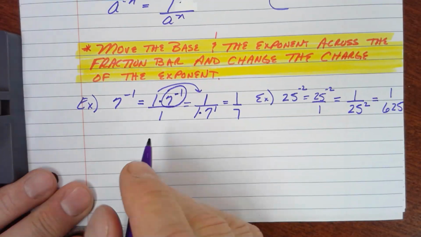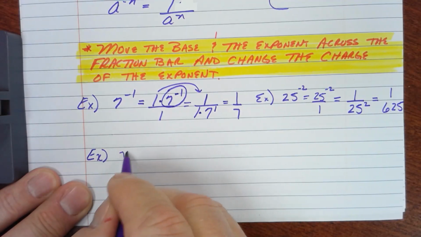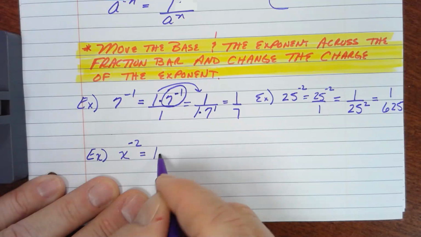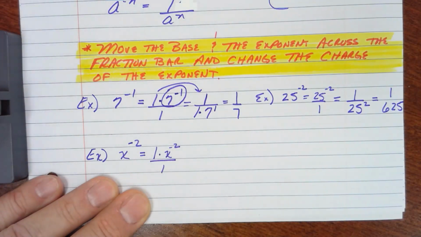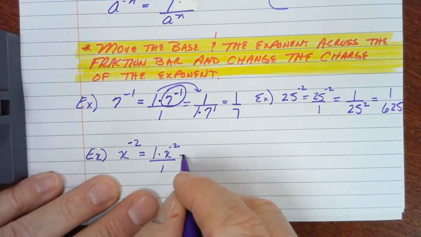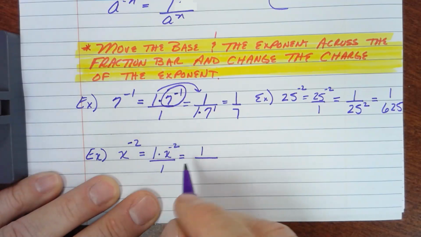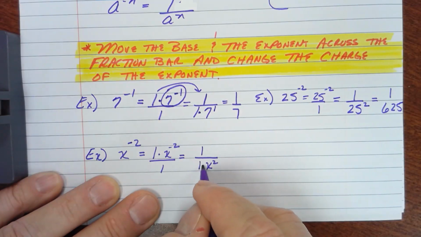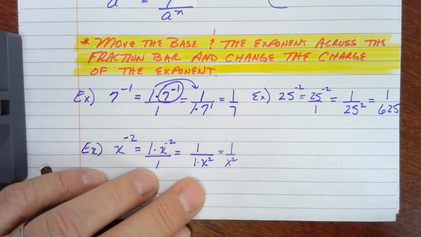Now that's what happens with numbers. What happens when they're letters or variables? Well, very simply, x to the negative 2 is the same thing as 1 times x to the negative 2 over 1. 1 times that thing or that thing over 1, it's the same thing. So now I'm going to be able to move x to the negative 2 across the fraction bar, change the charge. The 1 that's down there is a 1 times that. So I have 1 over x squared.